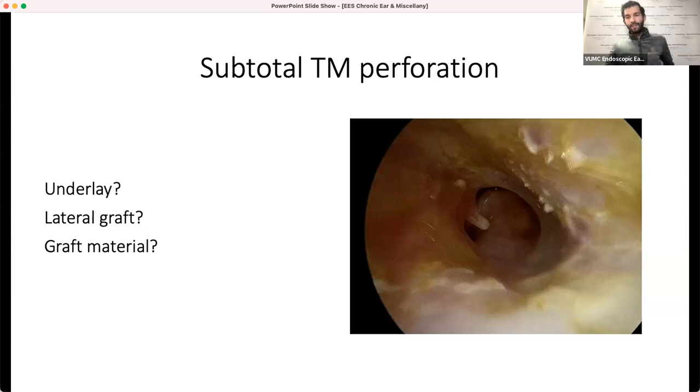Yeah. And then the bucket handle technique, where you actually reflect the graft anteriorly. I have done that too. I think it's a little bit more challenging sometimes. In fact, in the case I did it, I was worried that I had caused some blunting, but that was not the case.